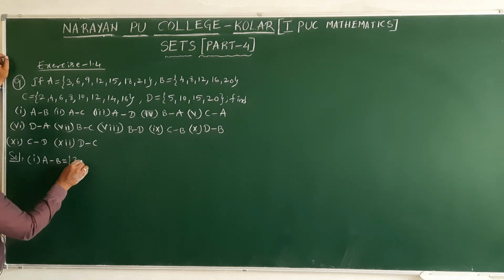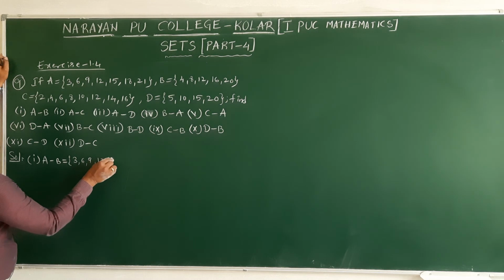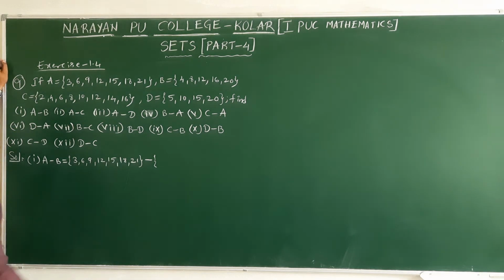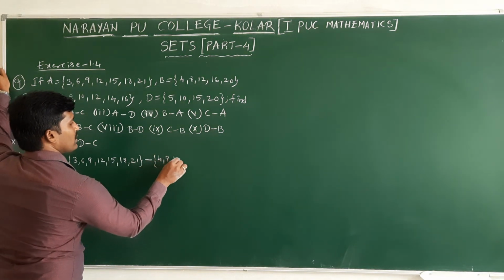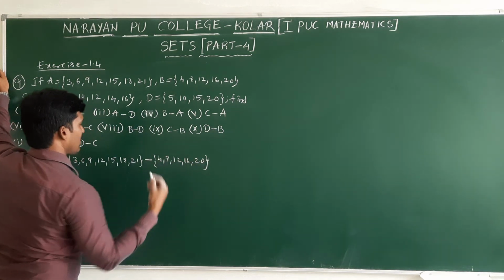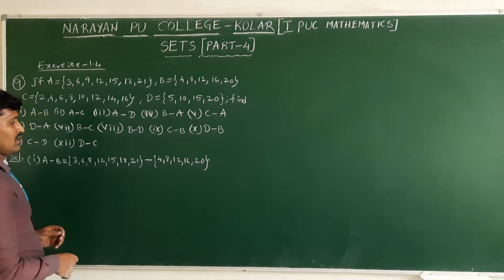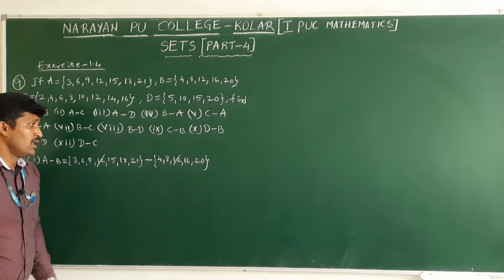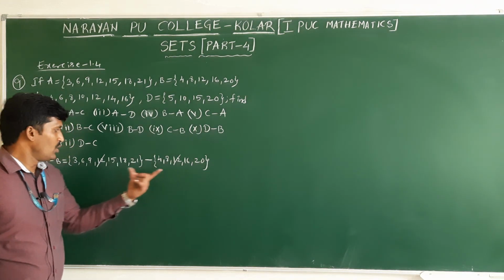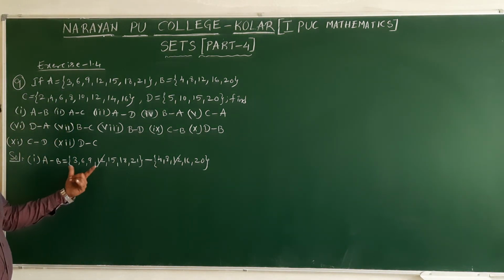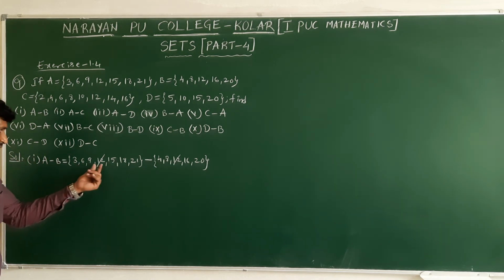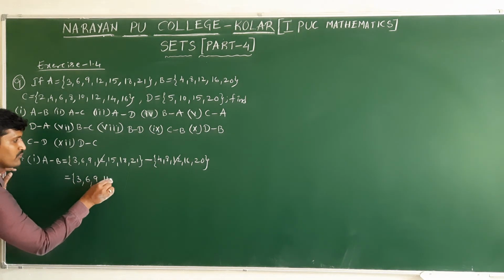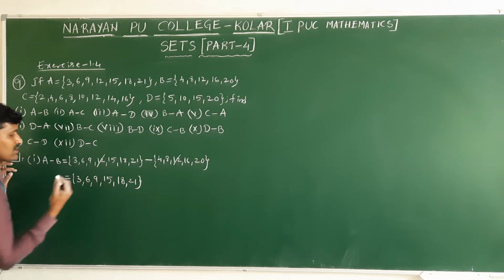What is the A set? 3, 6, 9, 12, 15, 18, 21 minus B, which is 4, 8, 12, 16, 20. Any common elements? Cancel them out. Just 12. Is there any other element? No. But don't take these elements from this. What are the common elements? Eliminating between A and B, take the remaining elements from the A set except this common element. The remaining elements are 3, 6, 9, 15, 18, 21.